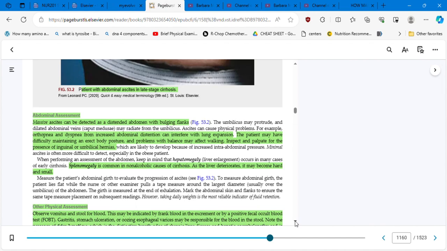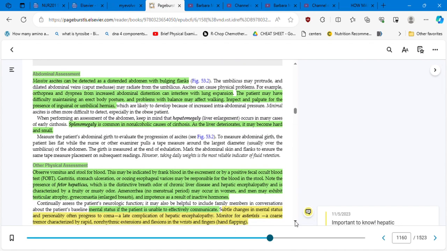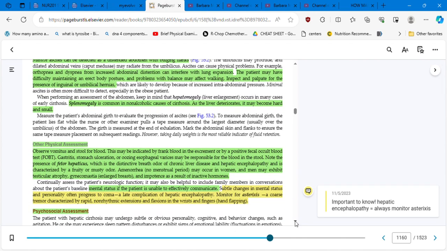Inspect and palpate for the presence of inguinal or umbilical hernias. Splenomegaly is common in non-alcoholic causes of cirrhosis.